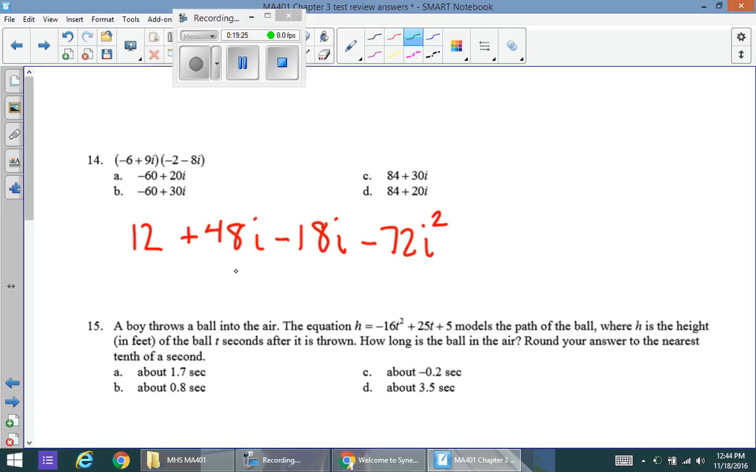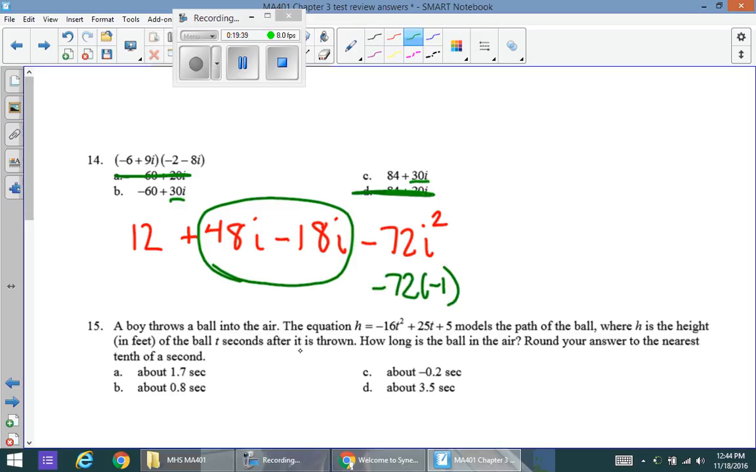Okay, combine like terms. So right here you've got like terms. You're making 30. So you know these guys are wrong. And then what do we have here? i squared is negative 1. So this is like saying negative 72 times negative 1, which is positive 72. So I have 72 plus 12, which is 84. Ta-da! There we go.